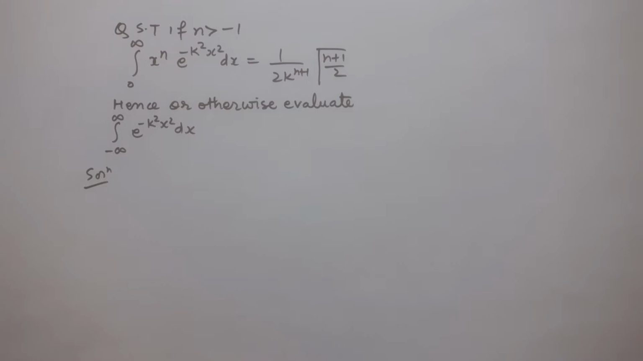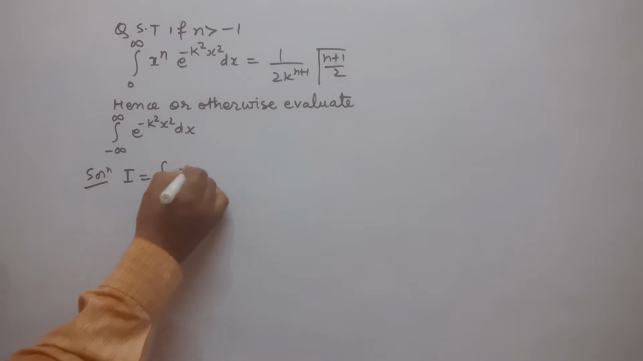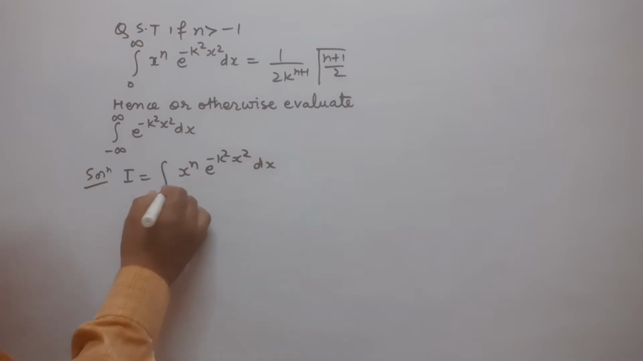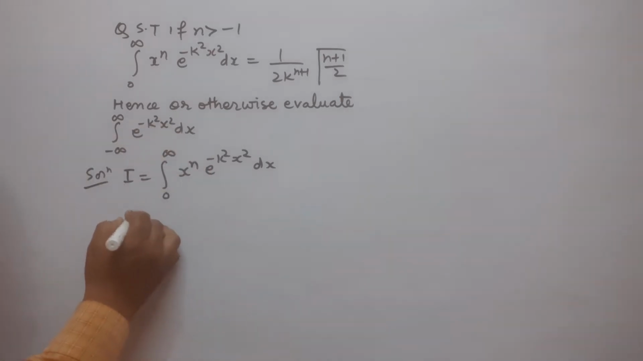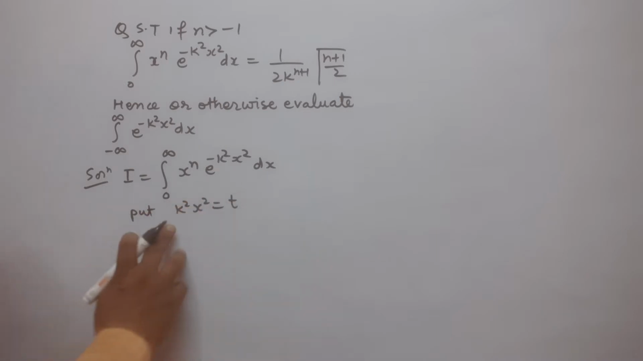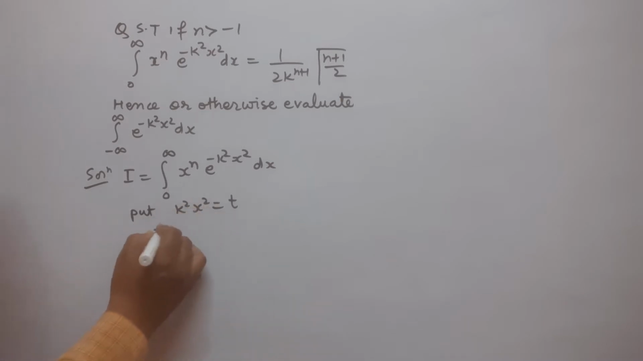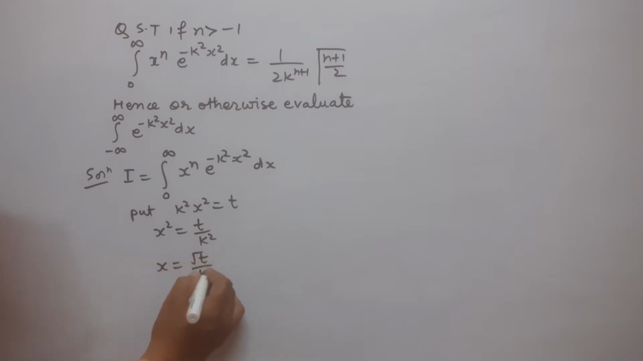to plus infinity. So first we write the given integral, that is x to the power n multiplied by e to the power minus k square x square dx, between the limits 0 to infinity. Here we use the property of beta and gamma functions. So here we put k square x square equal to t. Now we differentiate this with respect to t. So this can be written as x square is equal to t upon k square. So here we write x is equal to root t upon k.